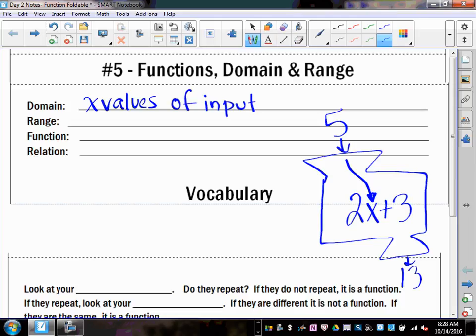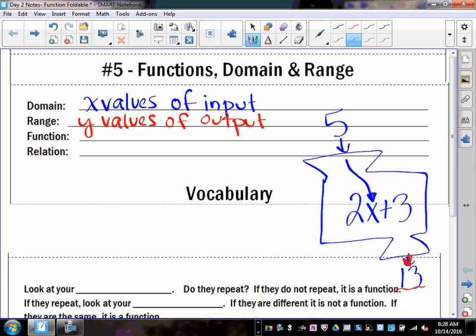Okay. My range, does anybody know what the range is? Yeah, it's what comes out. It's your output, which are your y values. So the y values of the output. So whatever comes out, these are your y values. All of your y values are your range. So domain is what you put in, range is what you get out.